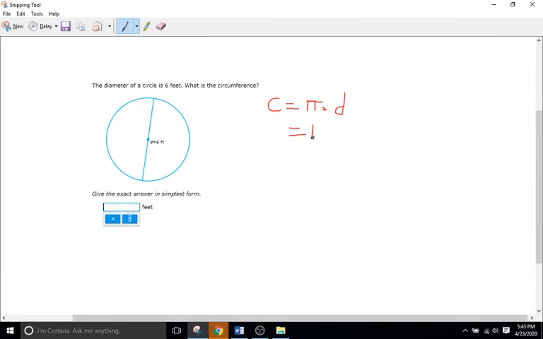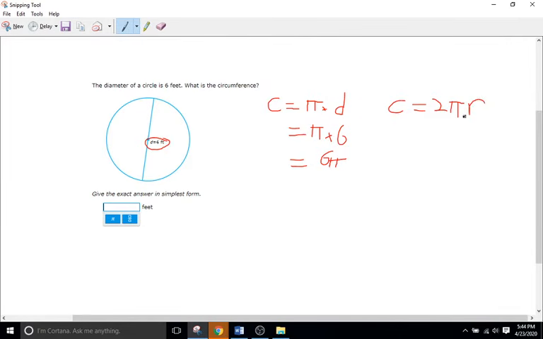So that's just pi times 6, because our diameter here is 6. Just plug that in. And so pi times 6 is just 6 pi. And that's it. Now, the other formula you will see for circumference is C equals 2 pi r, or 2 times pi times r. And these are the exact same formula.